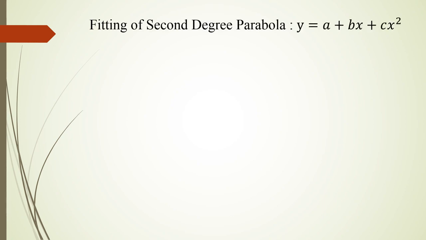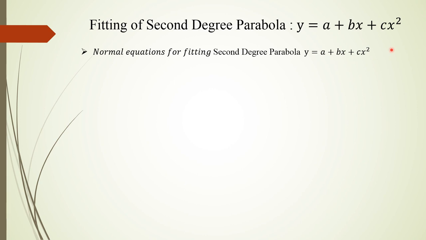Now, to write the normal equation of the second degree parabola, suppose the second degree parabola is given by y = a + bx + cx². Okay, so to write the normal equations, the first normal equation is obtained just by taking the summation of the given equation. Observe here you have a into 1 plus b into x plus c into x². Therefore, you have to multiply by 1 throughout and then take the summation of it.